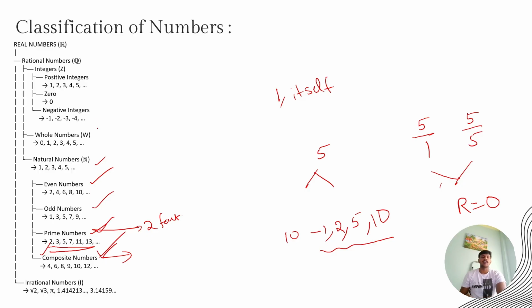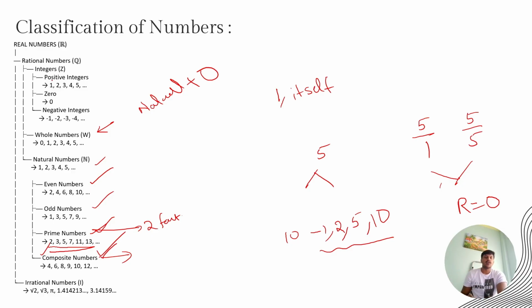Okay. Now, what is meant by whole numbers? Simply saying natural numbers plus 0. Like in natural numbers, we are going to count from 1. And if you're counting from 0, we are going to call them as whole numbers. So 0 along with the natural numbers, we are going to call them as whole numbers.